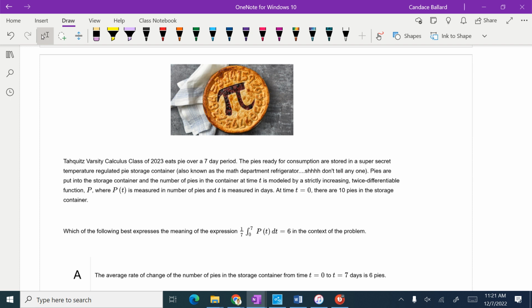Pies are put into the storage container, and the number of pies in the container is modeled by a strictly increasing twice differentiable function p, where p of t is measured in the number of pies and t is measured in the number of days. At time t equals 0, there are 10 pies in the storage container. What's that called right there? That's your initial condition. Which of the following best expresses the meaning of 1/7 times the integral from 0 to 7 of p of t dt equals 6 in the context of the problem? What does that mean?